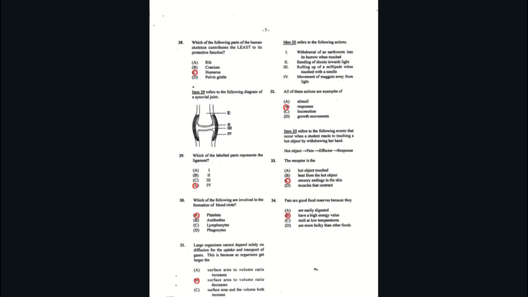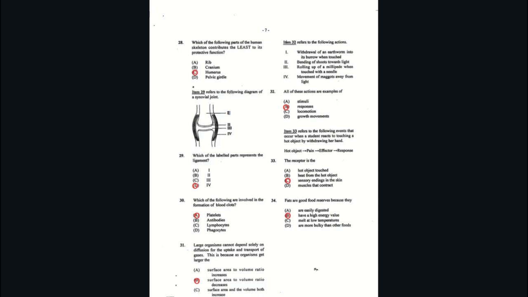It's the one that contributes least to its protective function, because obviously the ribs protect the lungs, heart, everything inside, and the cranium protects the brain, right? The pelvic girdle protects our reproductive organs, and the humerus is just in the arm like that. So it has the least protective function.